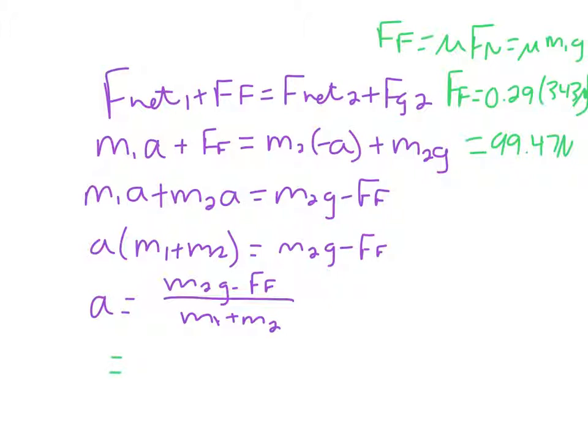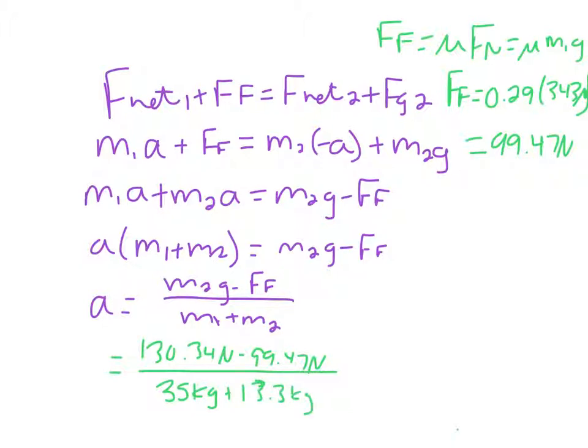So acceleration equals the weight of the bucket, this is 130.34 newtons, minus the frictional force, 99.47 newtons, divided by 35 kilograms plus 13.3 kilograms. This will come out to 0.639, keeps on going, meters per second squared, 1 sig fig, so acceleration is approximately 0.6 meters per second squared.